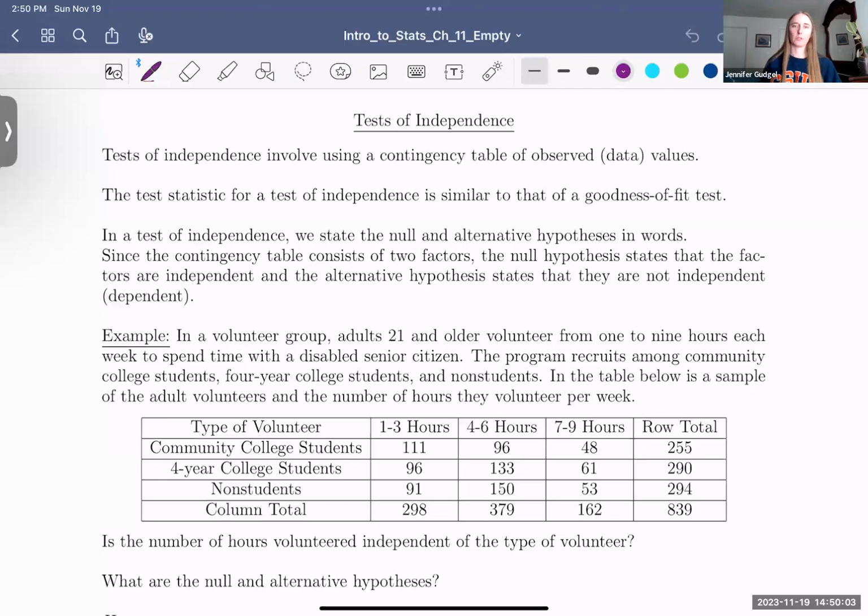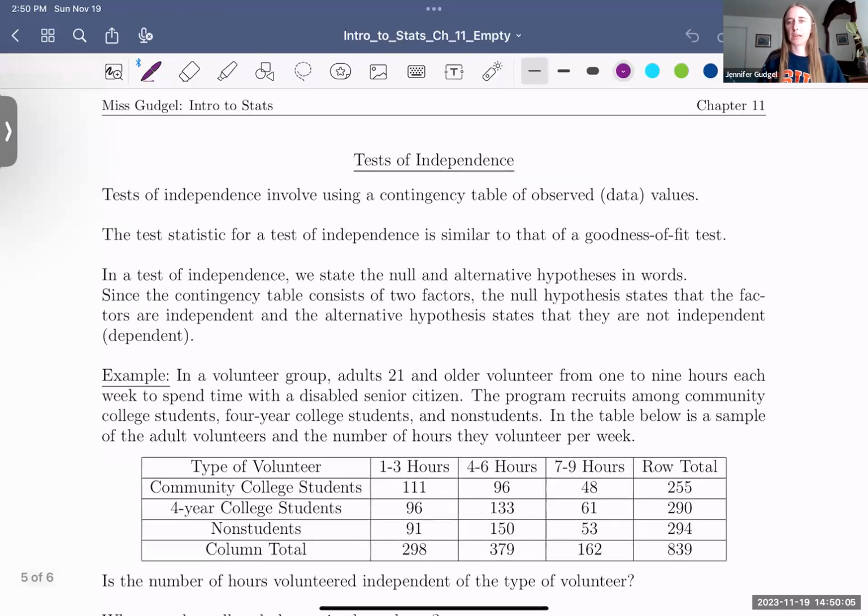Right, so this is another chi-square distribution test. We're still having that same test statistic in that it's going to show up as a chi-square, but what we're now going to be looking at is tests of independence. So we're going to be looking at contingency tables. You remember contingency tables from probability?